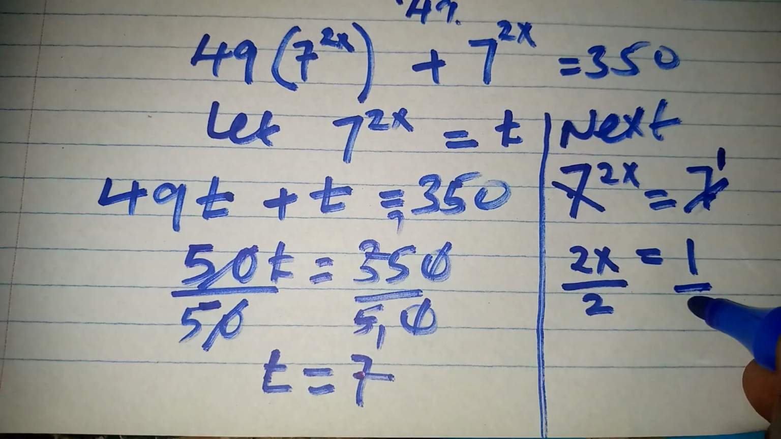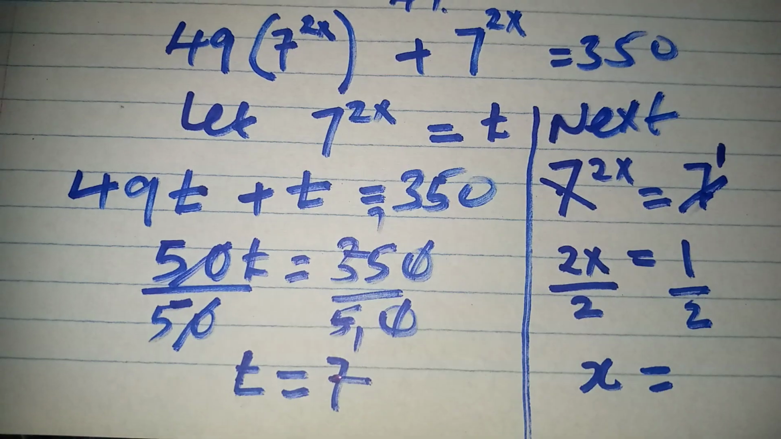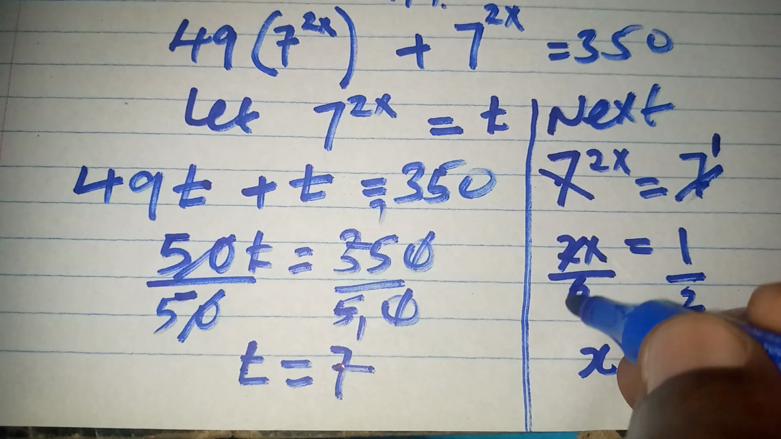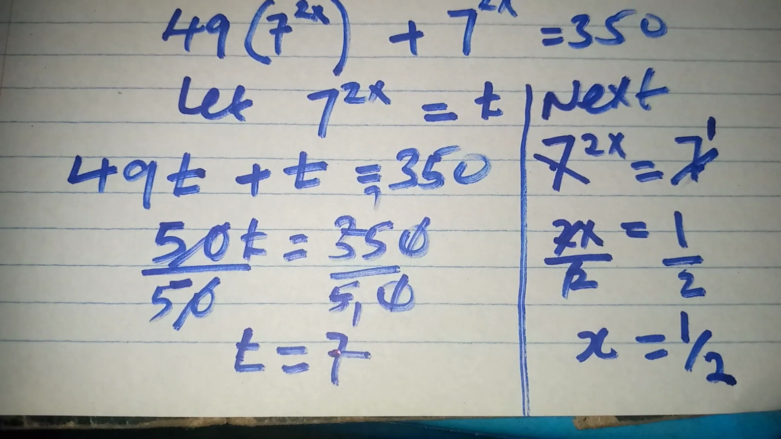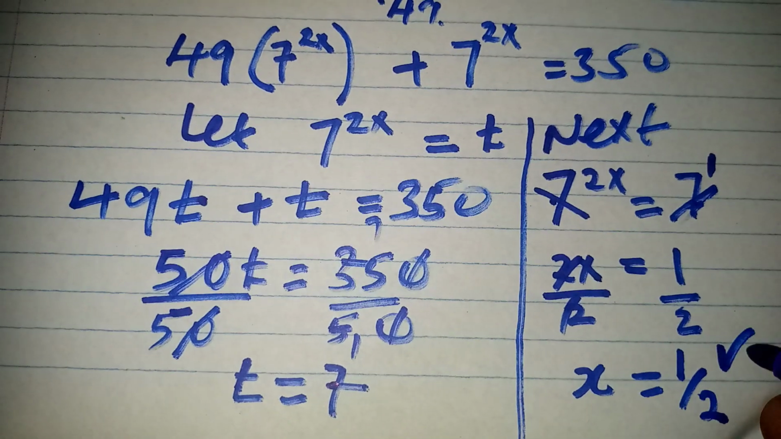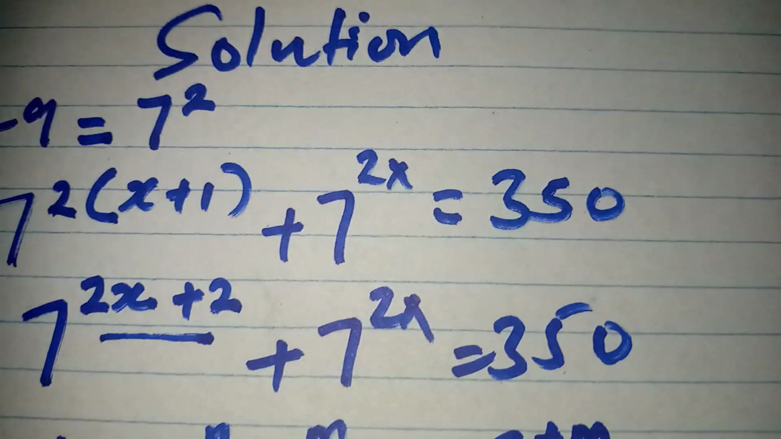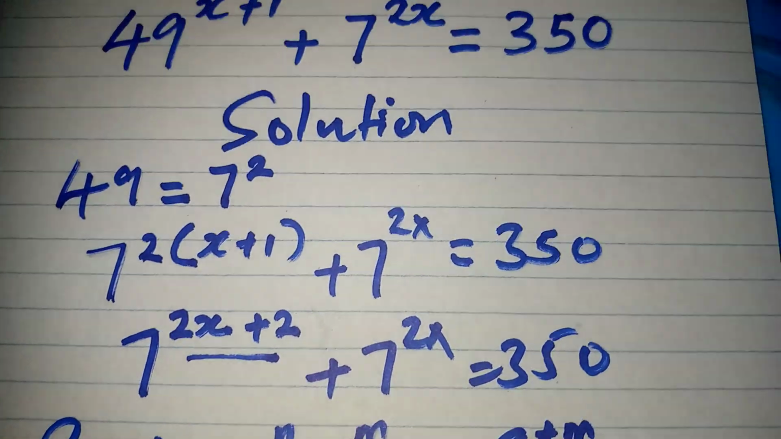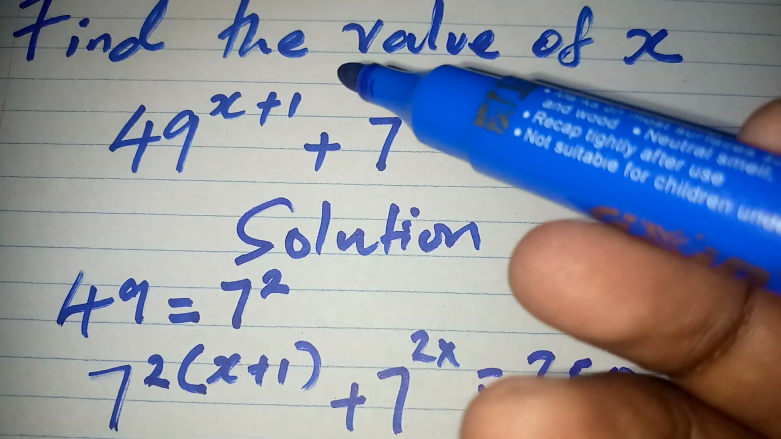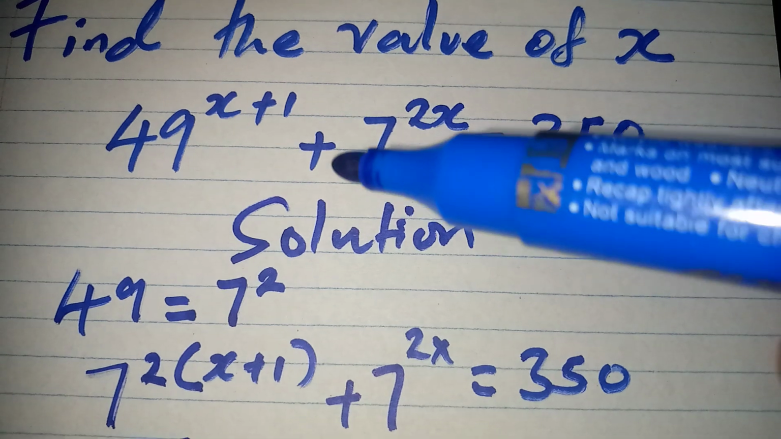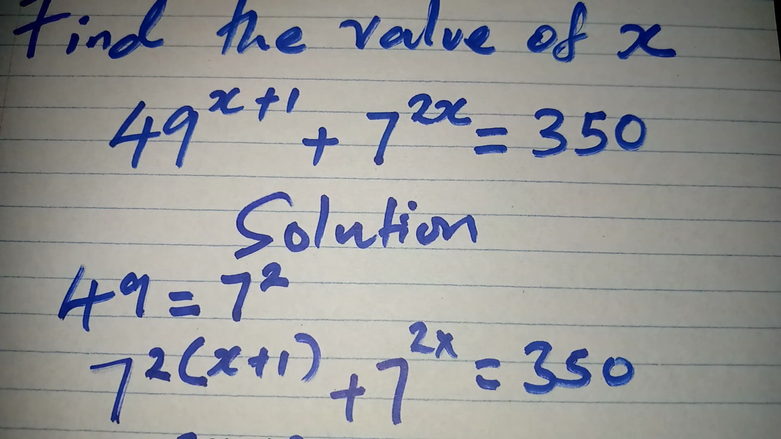Divide by 2, divide by 2, and my final answer now is x is equal to a half, as my solution for my problem here. The problem was 49 raised to power x plus 1, plus 7 raised to power 2x, is equal to 350.